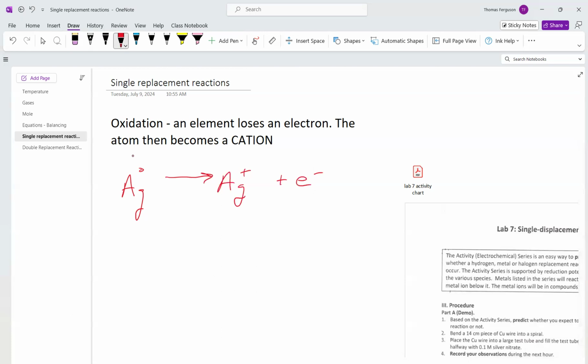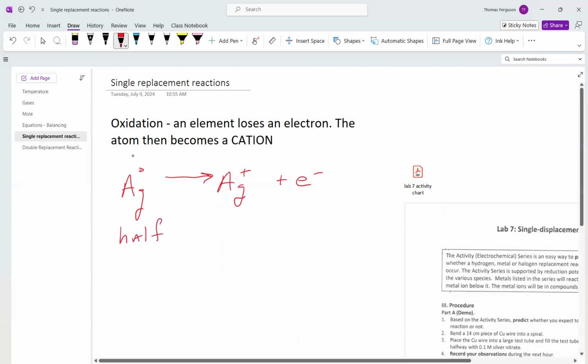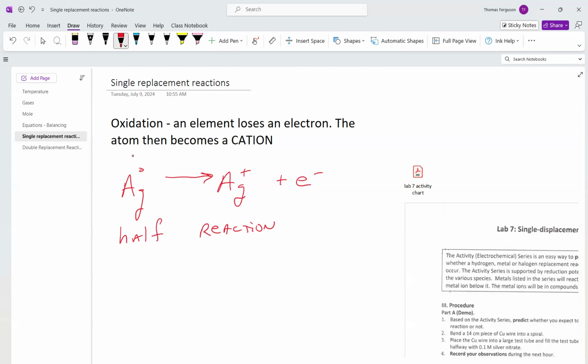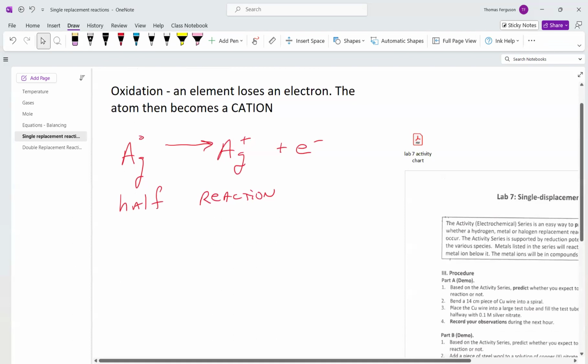Now, this is called a half reaction, where it shows the loss of an electron. Now, if this is a half reaction, there must be another half to go with it, right? That's called, there's a handout here.